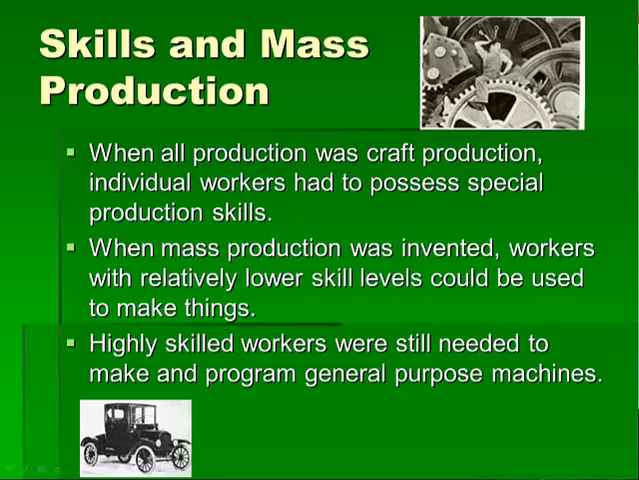When all production was craft production, individual workers had to possess special production skills. When mass production was invented, workers with relatively lower skill levels could be used to make things. A great example of this is in Charlie Chaplin's portrayal of a worker in Modern Times. I see a picture up there on the upper right-hand corner. I do recommend that you look at that movie for a comedic spoof of that change to factory work. Highly skilled workers were still needed to make and program general purpose machines, and to, for example, create machine tools and use machine tools to produce custom parts for factories.